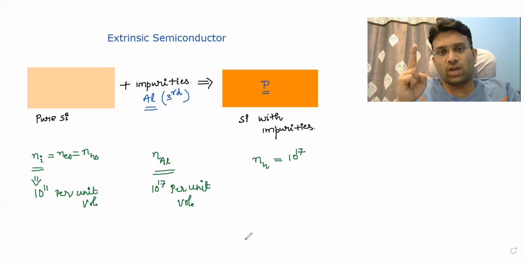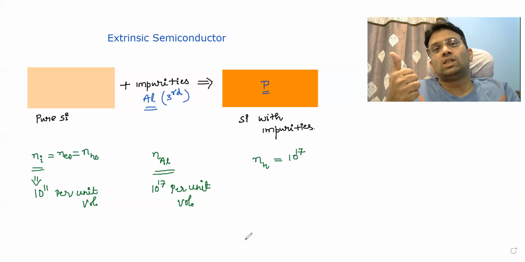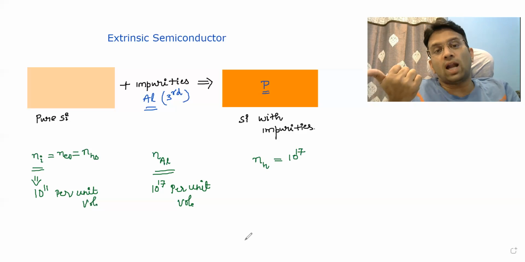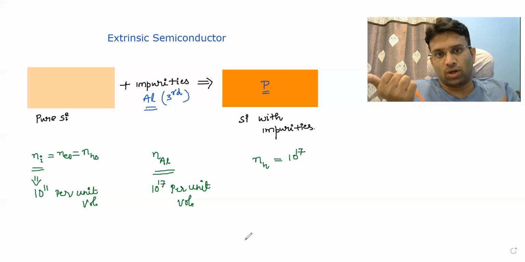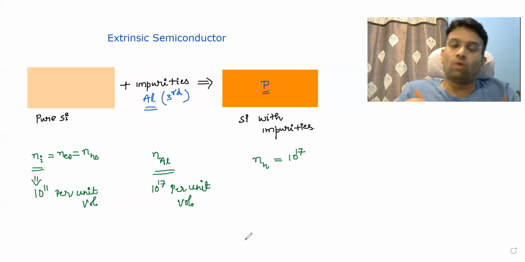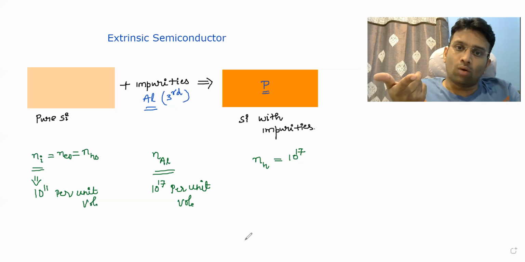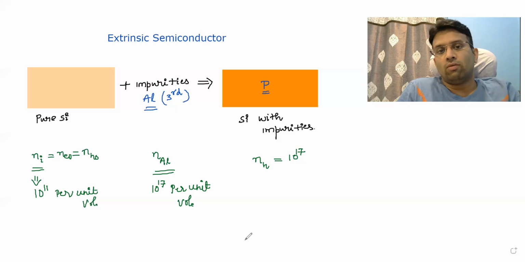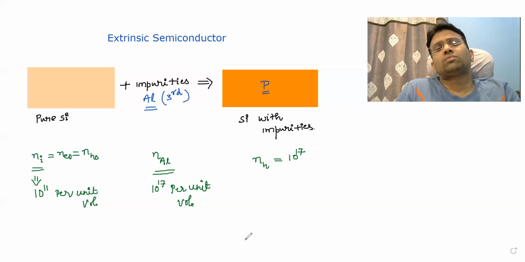So there are 2 types of carriers, holes and electrons. If you add 3rd group element as impurity, the number of holes is directly equal to the number of impurities. Or if you add 5th group elements as impurity, the number of electrons is equal to the number of impurities. That is clear. Now, how to find the number of electrons? So basically, here we need to discuss a little more.